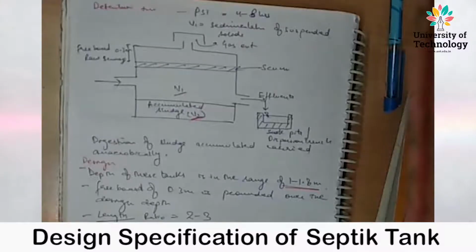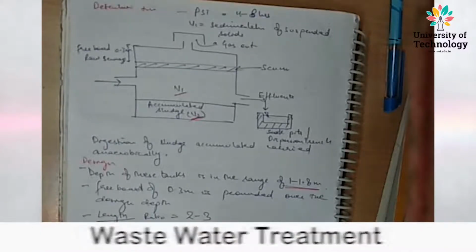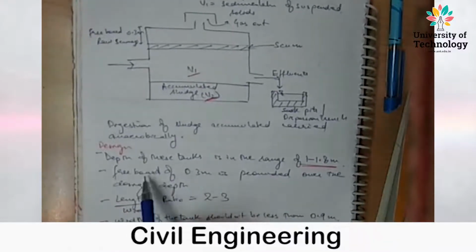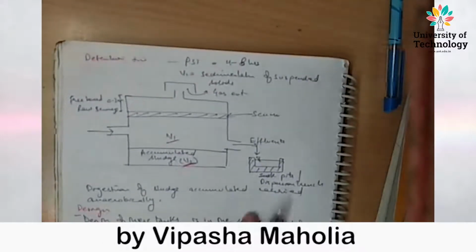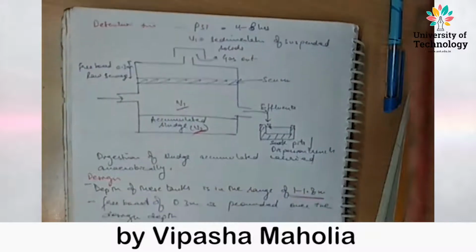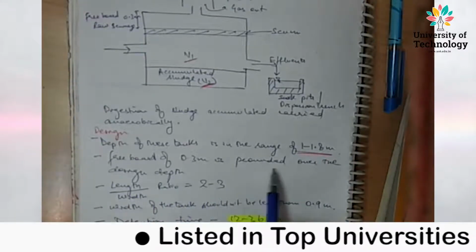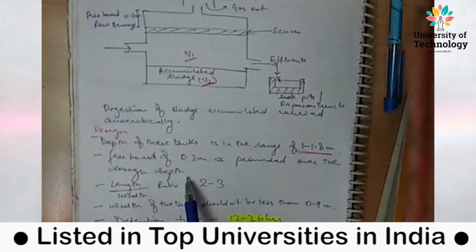Good morning, everyone. We will discuss now the design specification of septic tank, which is an anaerobic suspended growth system. So, here comes the first point. Depth of the tank. This is the diagram of the septic tank I have shown in the last lecture. Depth of the tank is in the range of 1 to 1.8 meters. Free board of 0.3 meter is provided over the design depth.